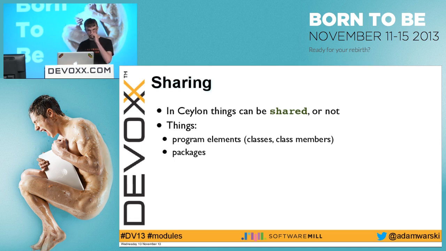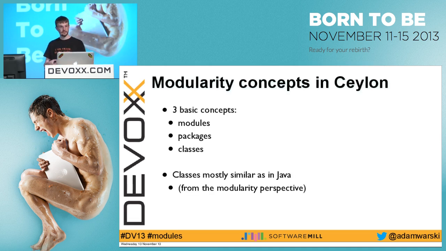So we have three basic modularity concepts in Ceylon: modules, packages, and classes. Classes are the smallest one. Classes are grouped in packages, and packages are grouped in modules. And these are three distinct concepts. They have three distinct syntaxes for defining them. Classes are mostly similar to Java: methods, state. Again, a shared class is a public class. A non-shared class is not public.